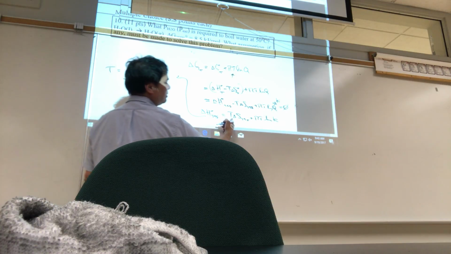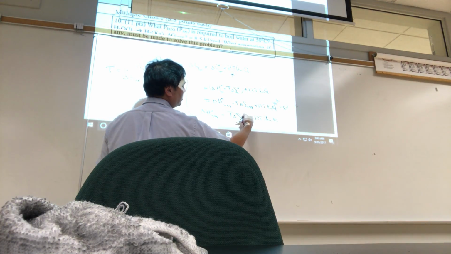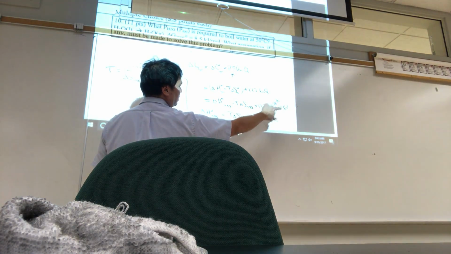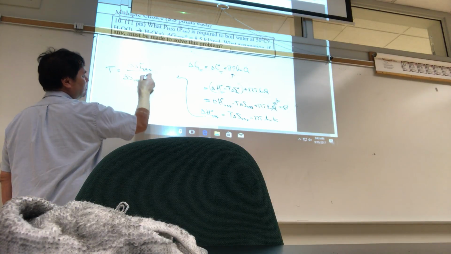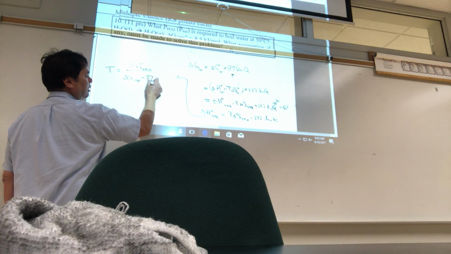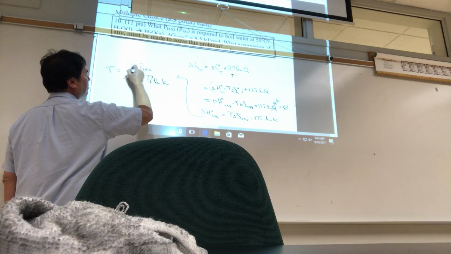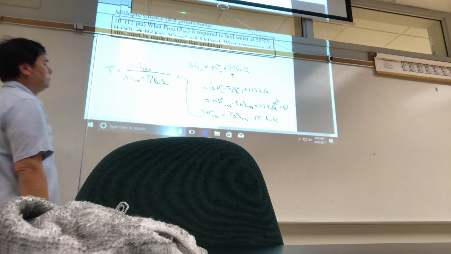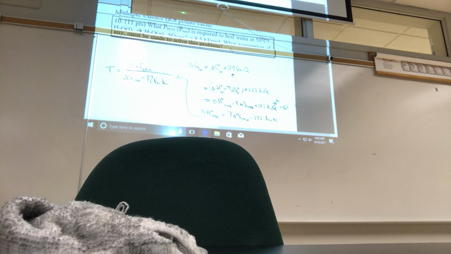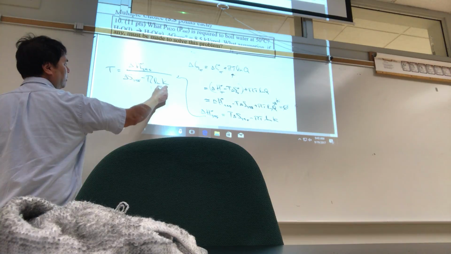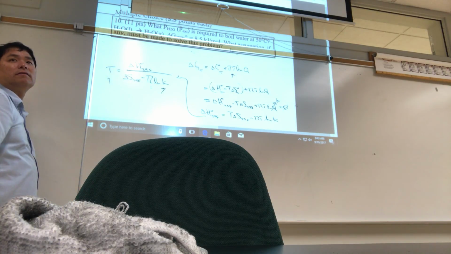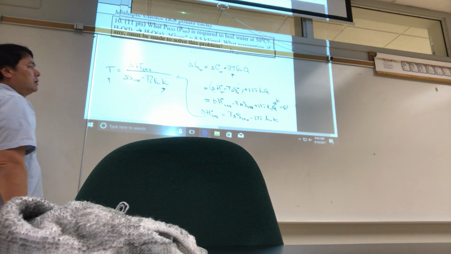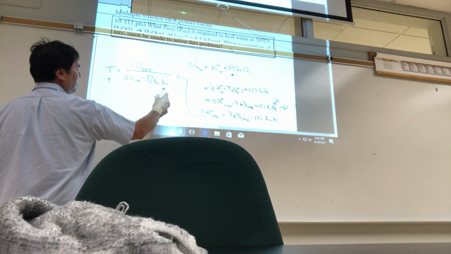If I factor out T, this should be minus. We're going to do that on both sides. Minus R ln of K, like that. So now if I'm given a K value, I can figure out the temperature. And so given a K, we solve for T.